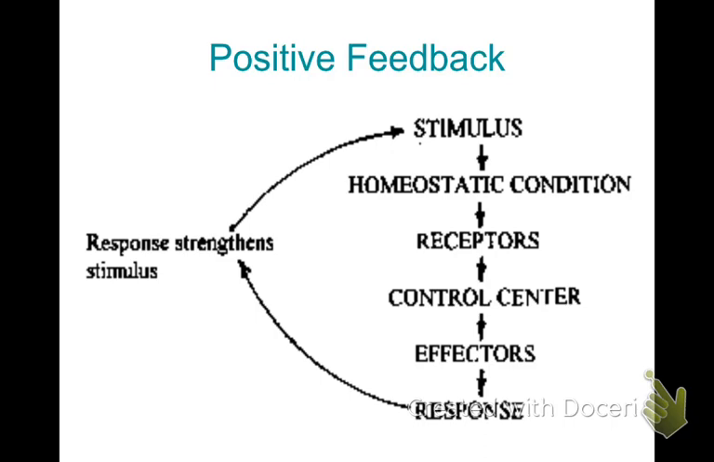Positive feedback, however, strengthens the stimulus. Positive feedback you usually see more rarely, and an example of positive feedback would be childbirth. The contractions get stronger, the baby pushes harder on the cervix, which causes stronger contractions, and it keeps going and going and going until the baby finally just pops out, just like that. Just so nice and easy.